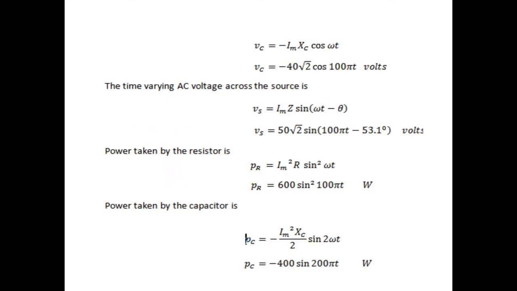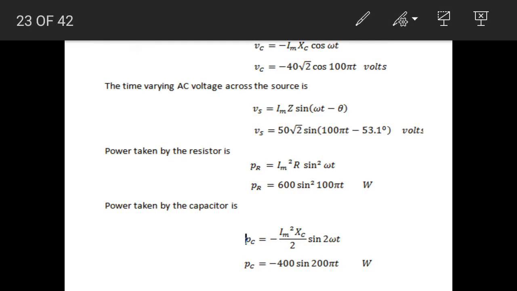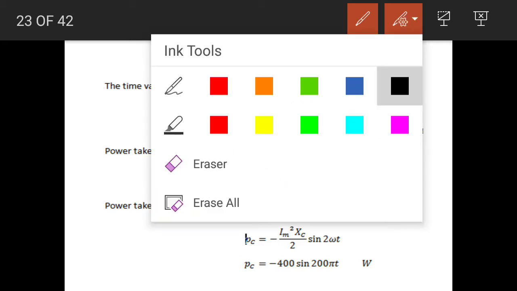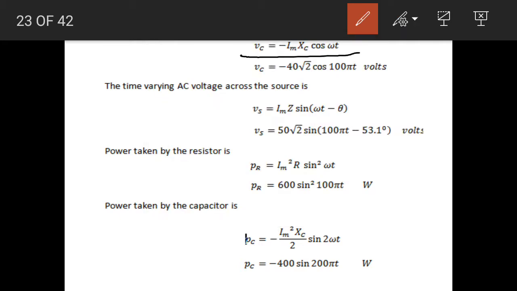We calculate the voltage across the capacitor with the help of this equation, minus Im Xc cos omega t. So if we put the values on the right hand side, we obtain the voltage across the capacitor, which is equal to minus 40 under root 2 into cos of 100 pi t. This is the voltage across the capacitor.